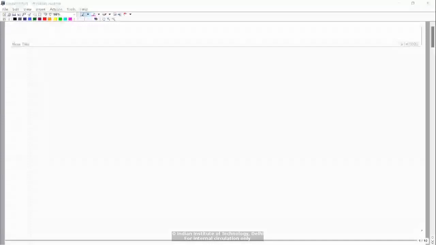So first, let me discuss the four-noded rectangular element. We will do it for the heat conduction problem, and in a similar manner you can extend it for the plane stress, plane strain problem.